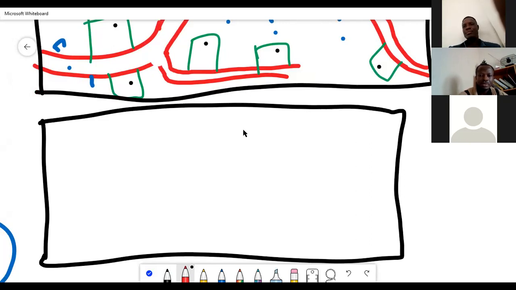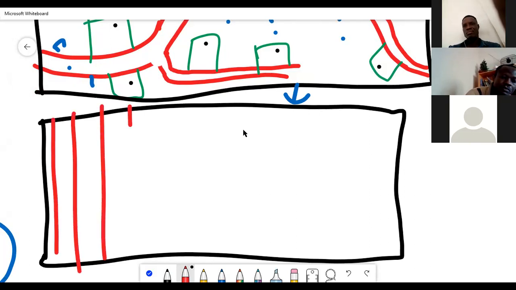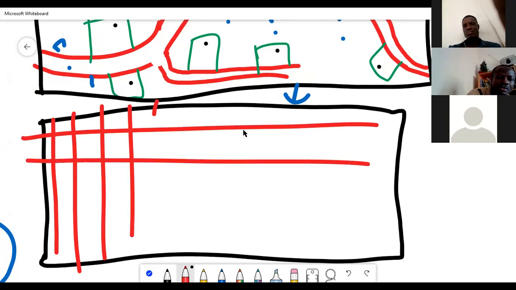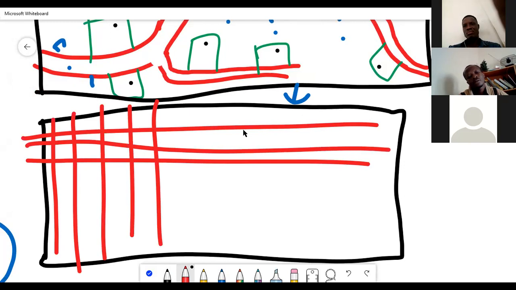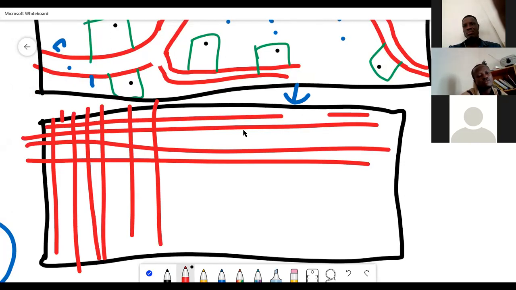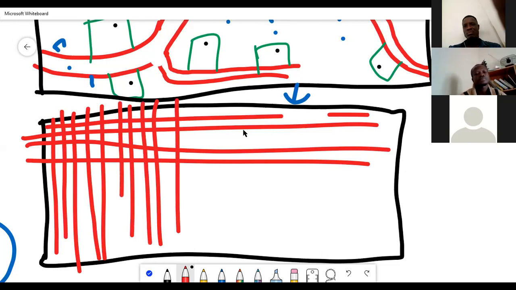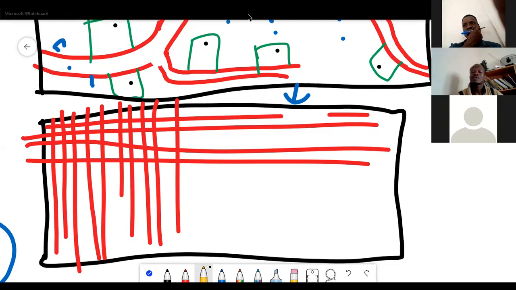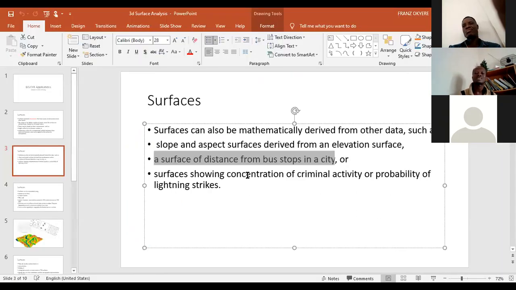So this area that we see up here, this drawing up there will now look more like this, a lot of squares, thousands of them, millions of them, with values at the intersection of rows and columns. And what values? These values will be distances from bus stops. And so I would have generated a surface, and this surface is represented as a raster. A surface of distance from bus stops in the city.